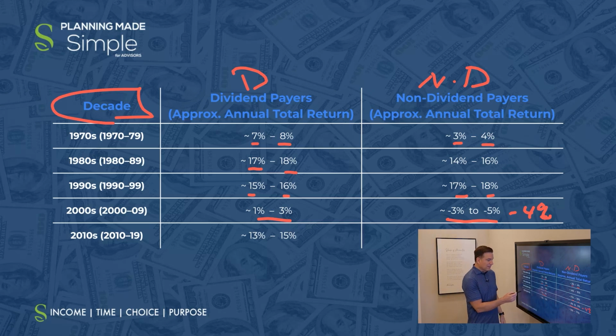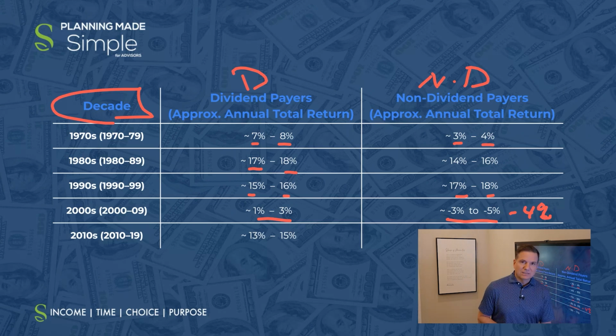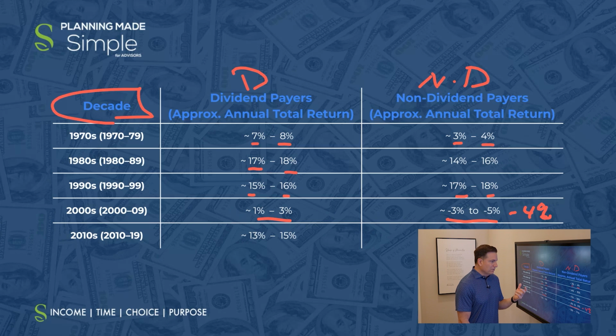Then you go to the 2010s to 2020, where dividends did about 14, non-dividends did about 16. So you're going to see it was pretty relatively close right here. Dividends were much better than growth stocks, and then it was pretty close. In the 90s and 2010s, growth stocks outperformed dividends by about 2% total. And then in the 2000s, this was pretty big. That 10-year decade, growth stocks underperformed dividends by 6%.